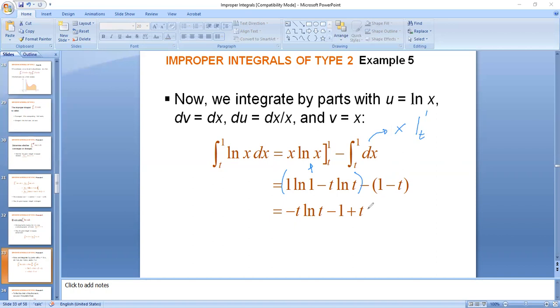Now what happens here is this. So you will have ln of 1. ln of 1, you know, is 0. So 0 times 1 is 0. So you will be left with negative t ln of t minus 1 plus t. But this is not yet the end, because we still need to evaluate the limit of this as t approaches 0 from the right. Okay? I will clear my markings and proceed here.